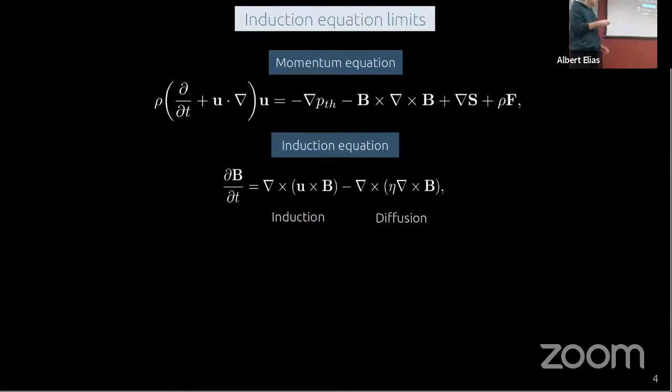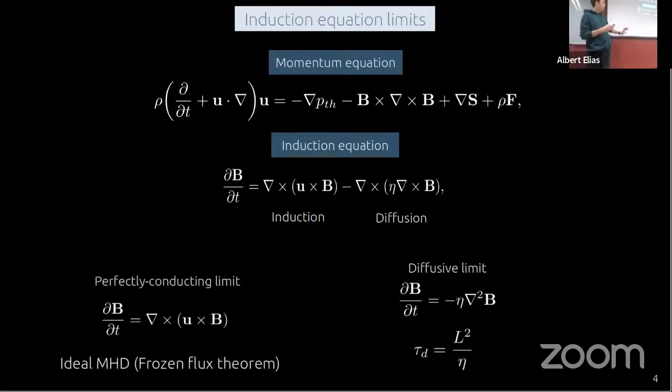So as always, physics undermines some of the terms. These are the two terms of the induction equation: the induction term, which is what makes the field grow, and the diffusion term. Why is it called diffusion?